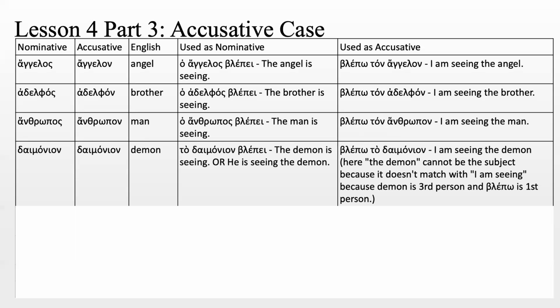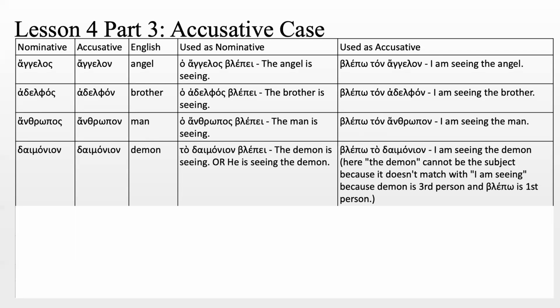If we only have just this sentence, there is no way of knowing if it means the demon is seeing or he is seeing the demon. If we had another sentence, though, we would be able to tell by context. Were we talking about the demon and now the demon is seeing something? Or were we talking about somebody else and now we're saying that that person is seeing a demon? If you have more context, it's easy to tell. With just one sentence, there's no way of knowing.